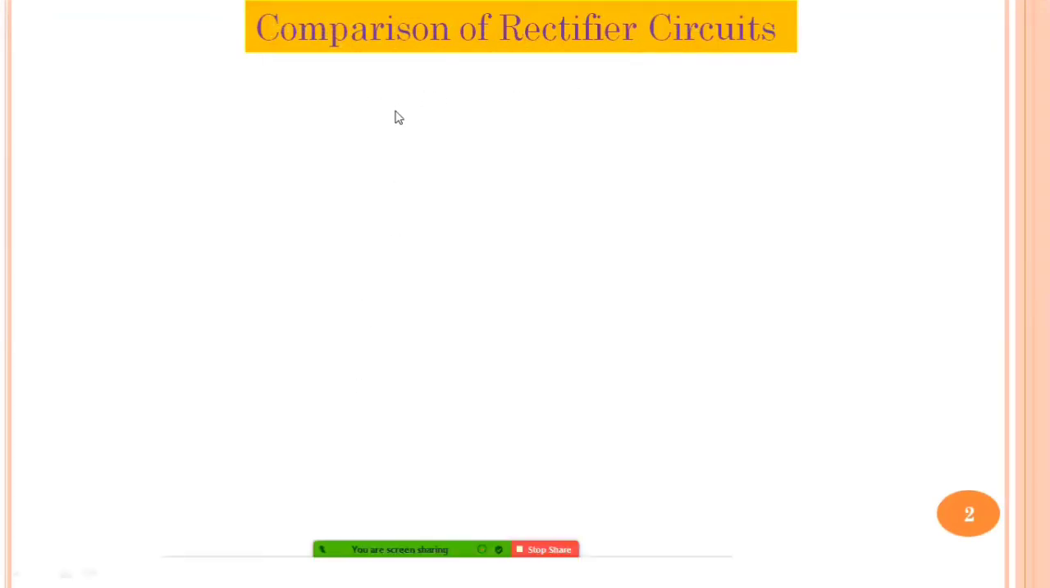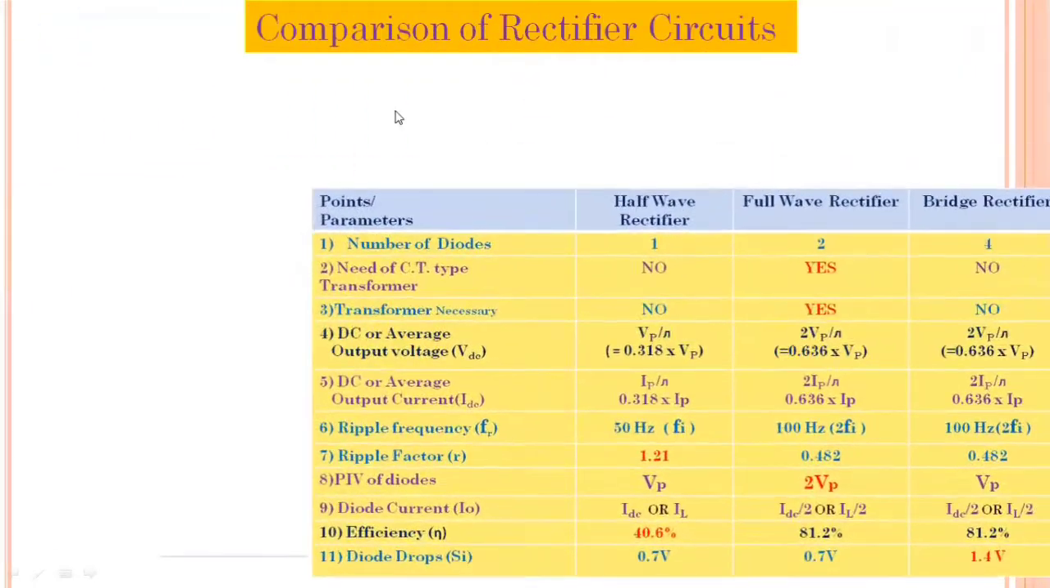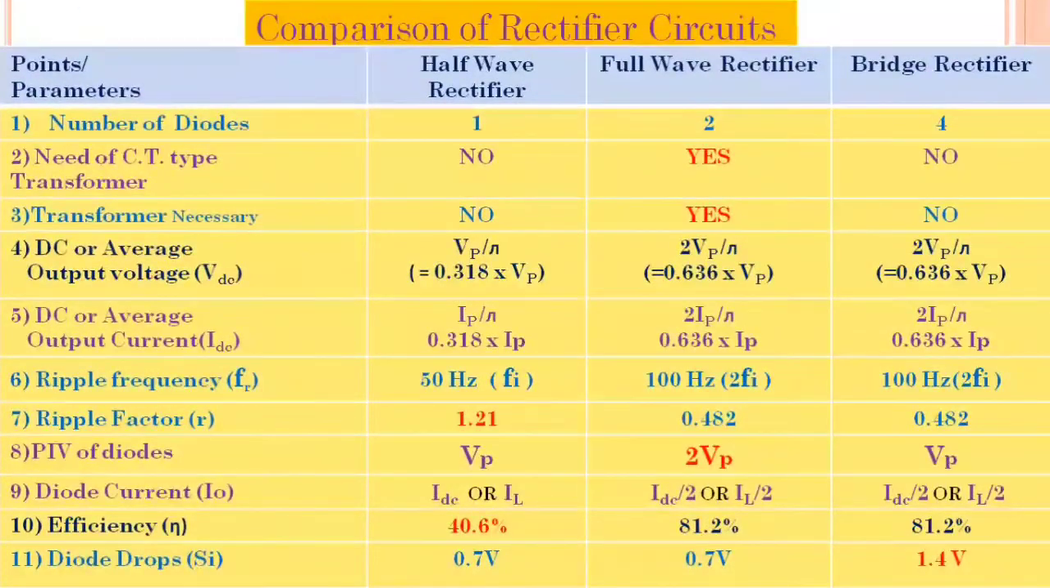You can make the comparison on the basis of different parameters that you learned, in the tabular form as shown here. The first column represents the points of comparison, that is, the different parameters of comparison, and the remaining three columns give the values of these parameters for half wave, full wave and bridge rectifier circuits. Let us start one by one.